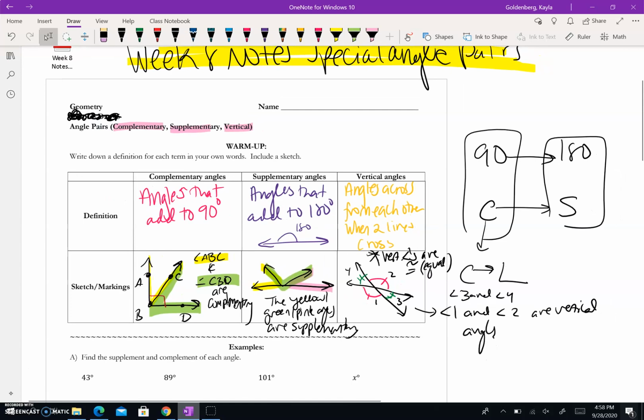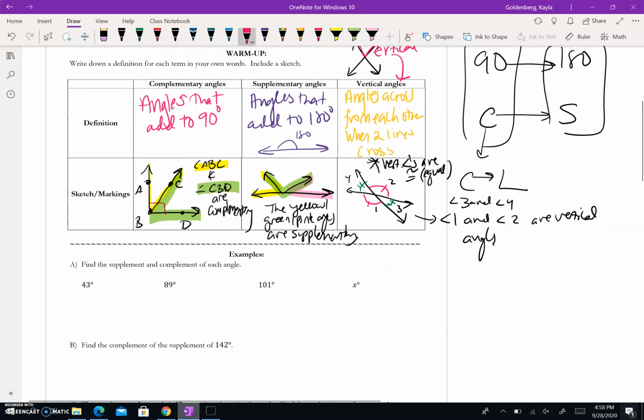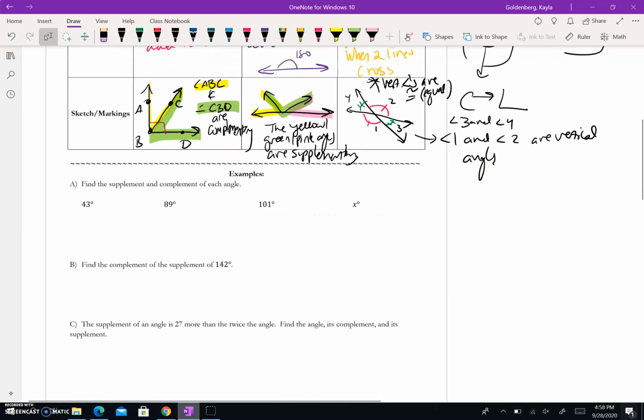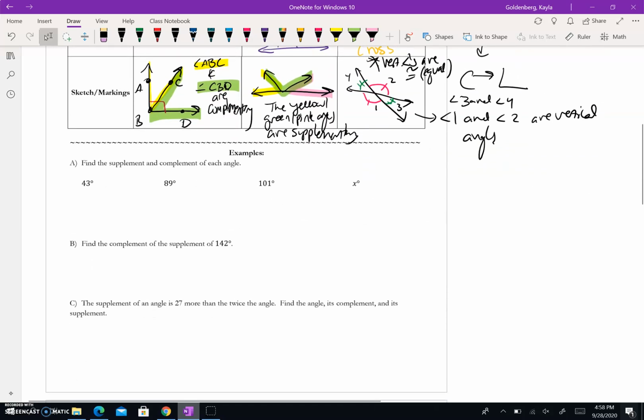The way I remember vertical angles is if I draw lines crisscrossing, I think about it like a V. If that helps you remember it, if you're more of a visual person, feel free to add a picture. The last bit of this video, I'm just going to go through a couple of examples with you on vertical, supplementary, and complementary angles.